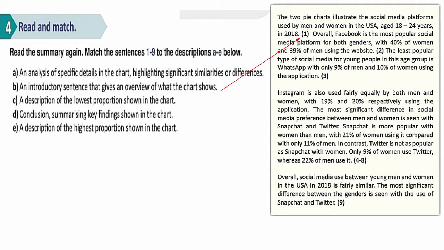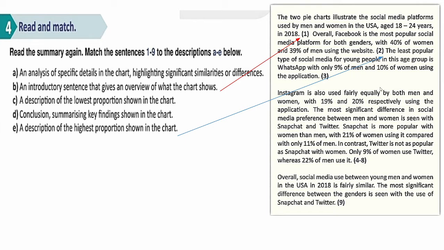Overall, Facebook is the most popular social media platform for both genders. So here, which one describes this sentence? A description of the lowest? No. Conclusion? No. A description of the highest proportion shown in the chart? Yes, the highest. And here we have the most popular. So E matches with sentence number 2.